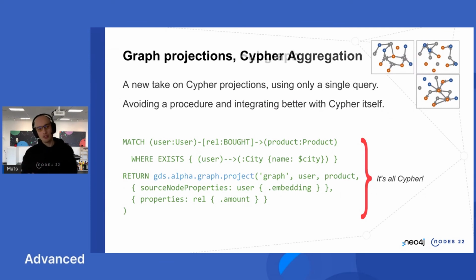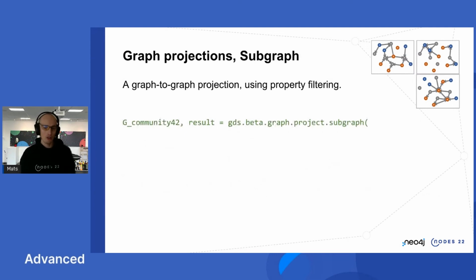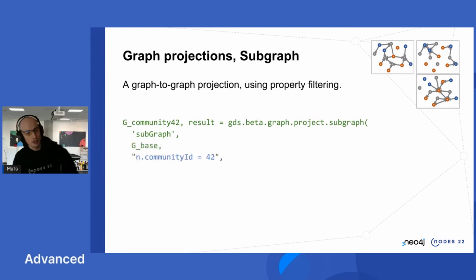Subgraph projection. This is a graph-to-graph projection using property filtering. So once you have a graph projected into the graph catalog, you can use the subgraph projection, give it a name, specify your base graph, and then a node predicate. In this case, I'm imagining that in the base graph, I have run a community detection algorithm. Now I have a community ID property on my nodes, and one of the communities has ID 42. And I only want a graph with that community. I'll use any relationship as well. That's what star means. And now I have that in the graph G community 42. So this is the key to being successful with subgraph projections, that you can do these property value predicates.